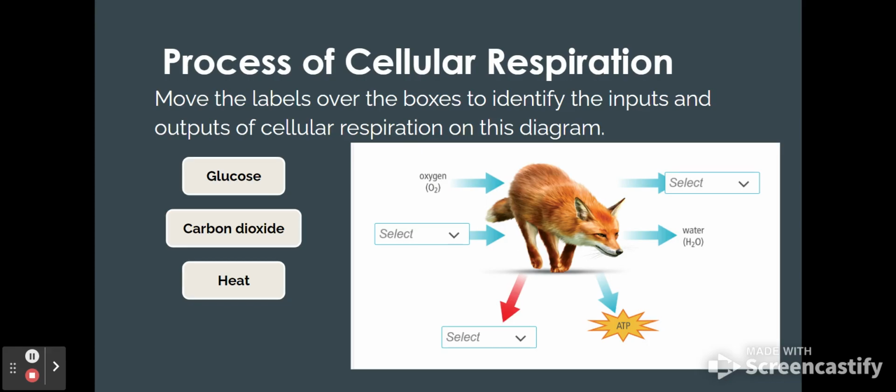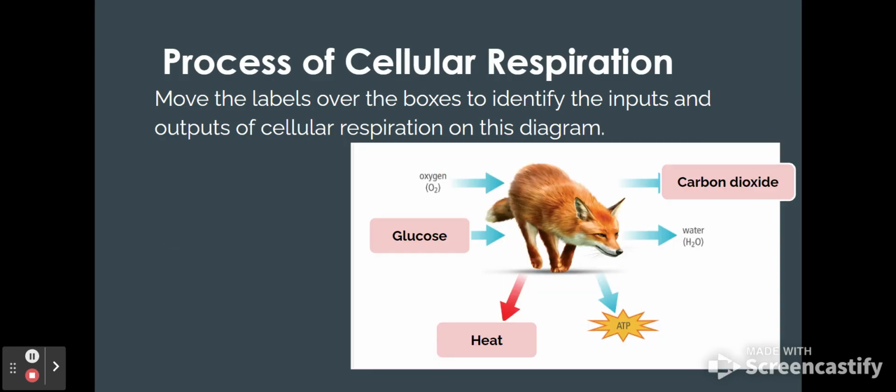I want you to move the labels over the boxes to identify the inputs and outputs of cellular respiration that we've so far talked about. So we have glucose and oxygen going in, okay, energy and food and oxygen going in, and we're releasing carbon dioxide and water. Water comes out through our waste, urine. And then heat and ATP are generated in the process.